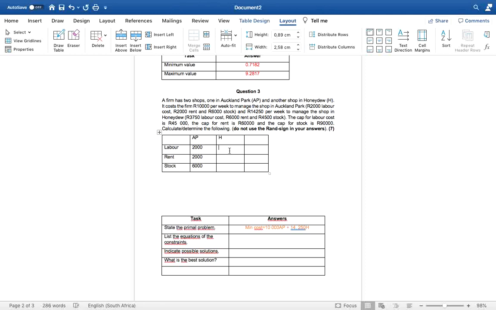For Honeydew, we've got 3,750 labor cost, 6,000 rent, and 4,500 stock. Yes, 4,500 stock. And then the cap for labor cost is given to be 45,000. Right, that's your cap there. And then for rent it is 60,000, and for stock it is 90,000.